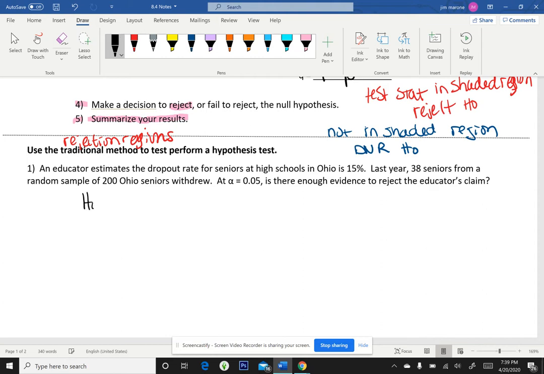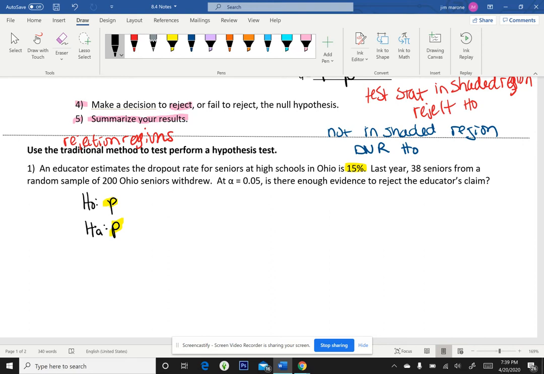So we go through just like before. We state our hypotheses, our null and our alternative. Remember, it could be H sub 1 or H sub A. But because we deal with a proportion, there's a probability in this one. We're going to be dealing with P. We don't write mu. Make sure you do not write mu.